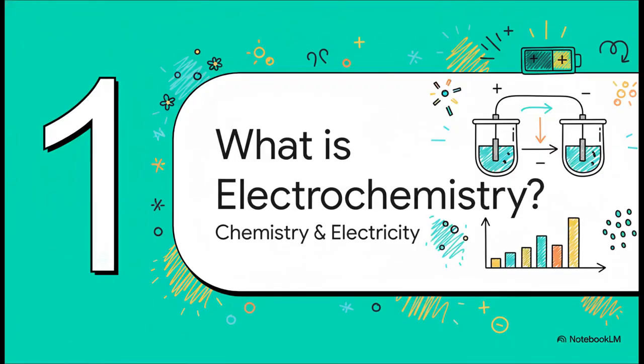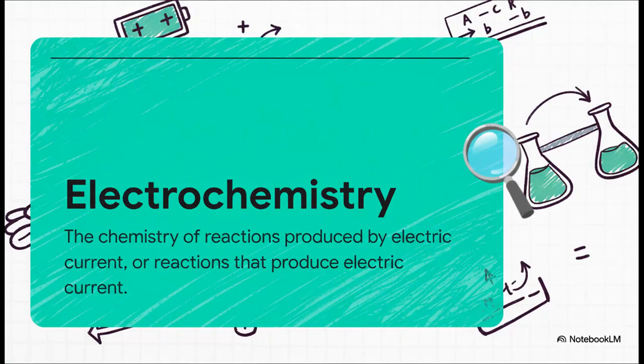First things first, what in the world is electrochemistry? When you boil it all down, it's really a two-way street. You can use electricity to make a chemical reaction happen. Think about charging your phone. Or you can have a chemical reaction that creates electricity. That's literally how a battery works. It's this awesome link between the chemical world and the electrical world.